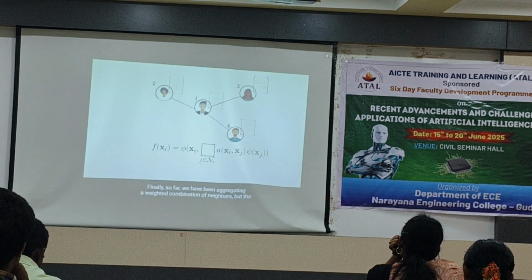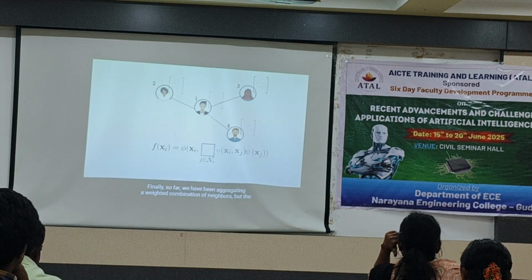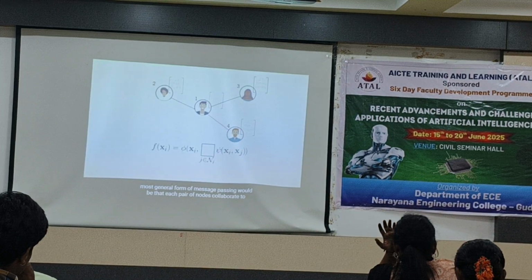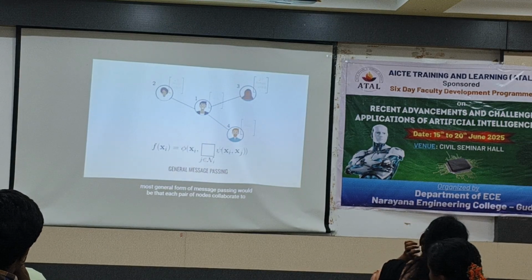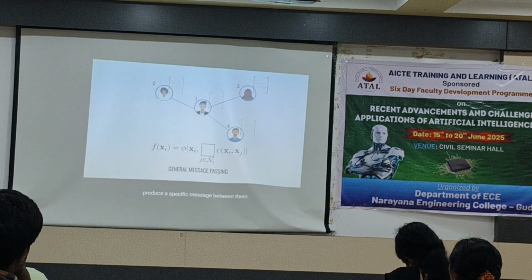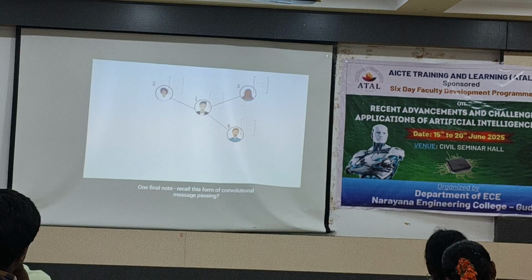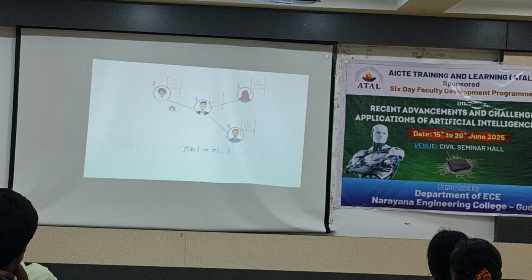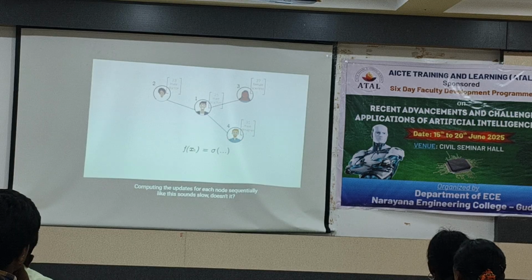Finally, so far we have been aggregating a weighted combination of neighbors. But the most general form of message passing would be that each pair of nodes collaborate to produce a specific message between them. One final note. We call this form of convolutional message passing. Computing the updates for each node sequentially like this sounds slow, doesn't it?